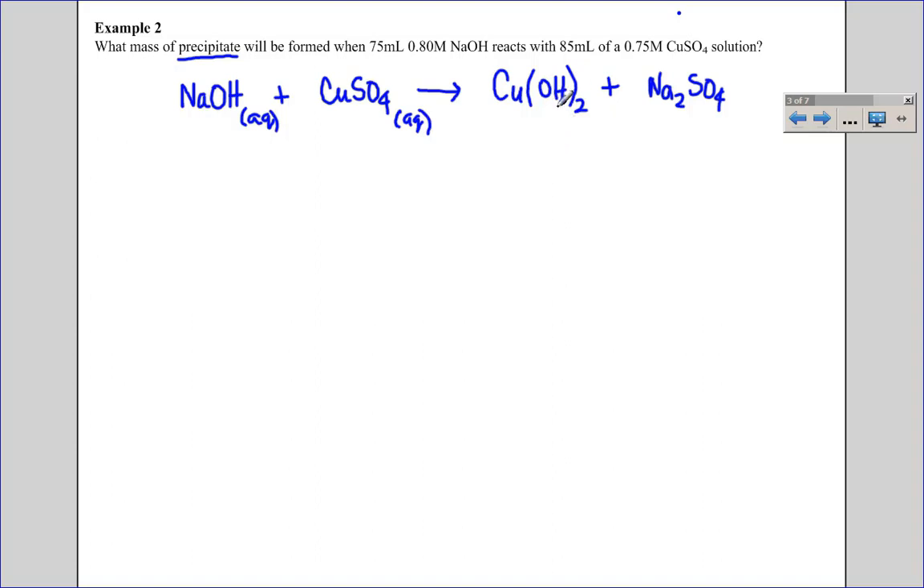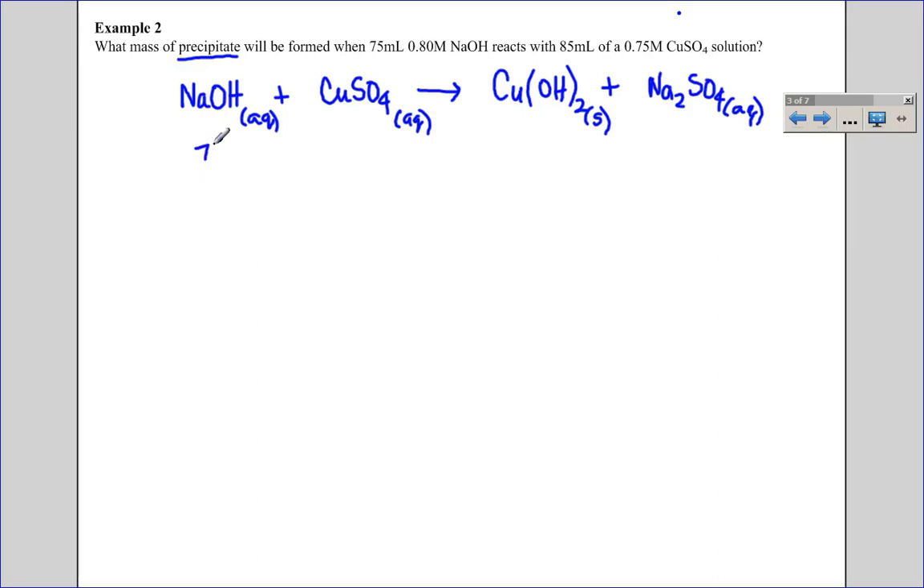Copper hydroxide, so rule number 5 is that all metal hydroxides are insoluble except if they're with group 1A, calcium, strontium, or barium. So that means that this is our precipitate. And again, sodium compounds are always aqueous based on rule number 1.